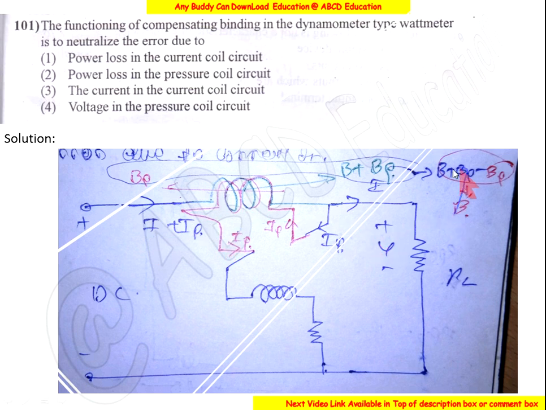Before compensation, this is the field. After compensation, this is the field. This is reduced with the help of the reverse direction of current IP. So it reduces the error due to power loss in the pressure coil circuit. So the correct option is 2.